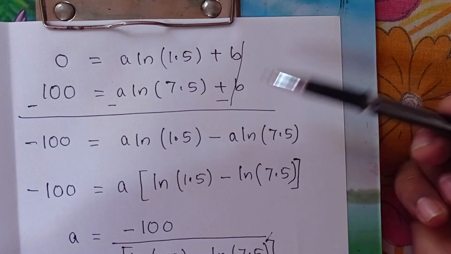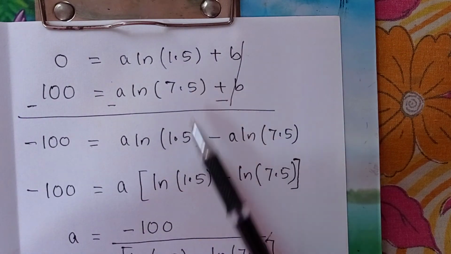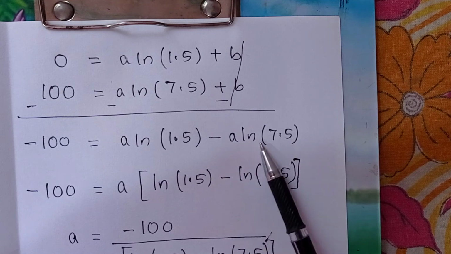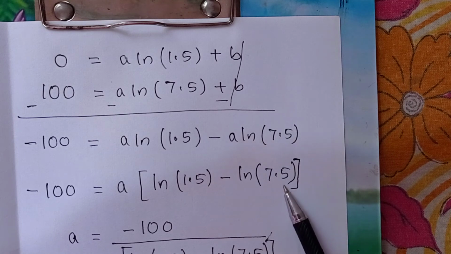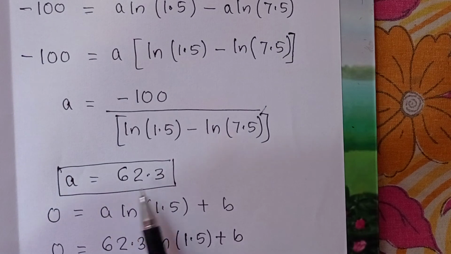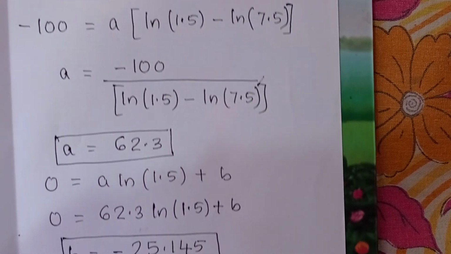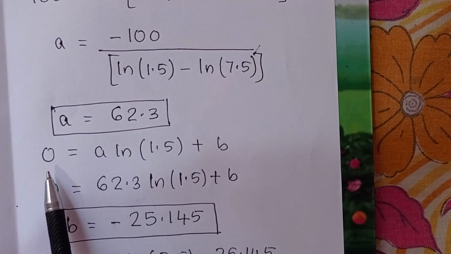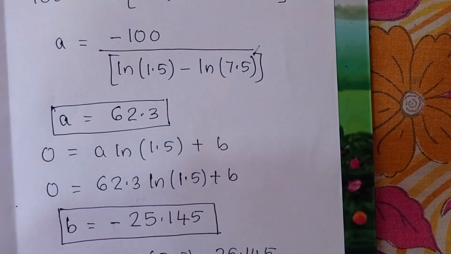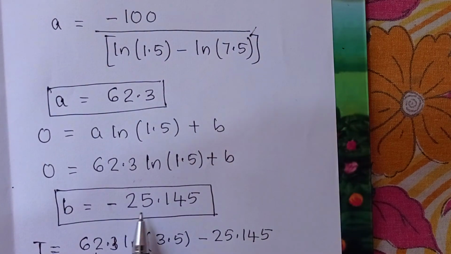B will get cancelled. So minus 100 will be equal to A ln 1.5 minus A ln 7.5. A is common, so ln 1.5 minus ln 7.5. So A will be equal to minus 100 divided by ln 1.5 minus ln 7.5. If I solve this equation, I will get the value of A as 62.3. Then in the first equation, if I substitute the value of A as 62.3 and T is 0, I can find out the value of B. It fetches me the value of B as minus 25.45.